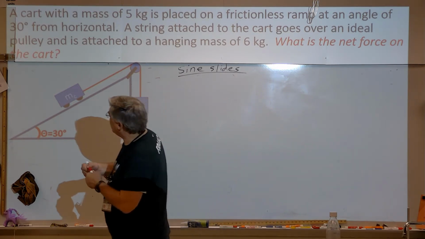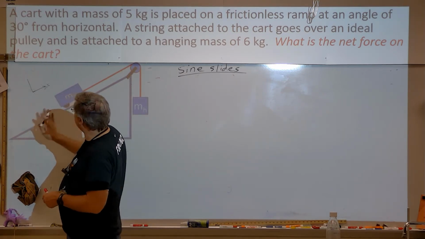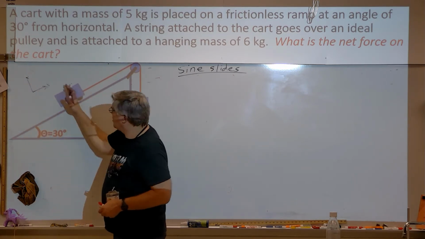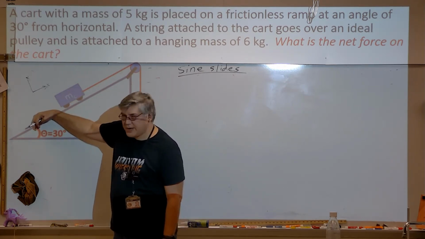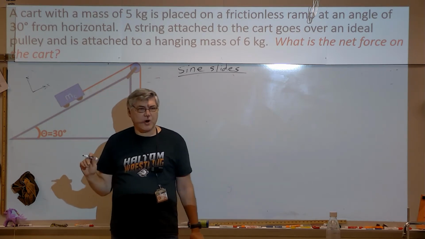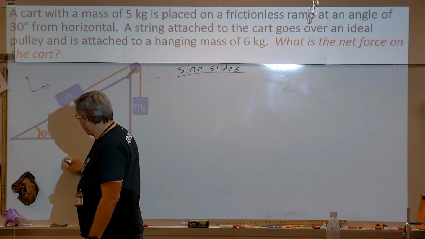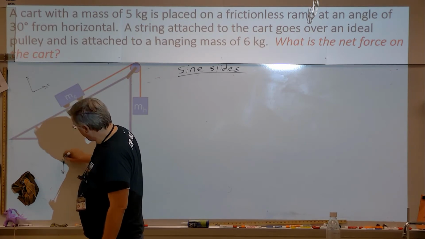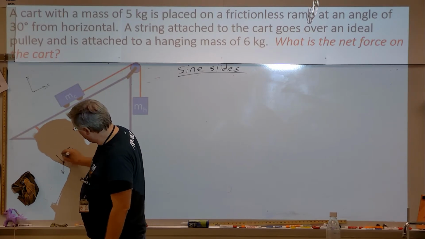So I'm going to define again my xy coordinate system over here so that x is in the uphill direction and y is perpendicular to the plane. So this is my normal force here. And then I'll have gravity pulling down and tension pulling up in the x direction. So my free body diagram is going to look identical to the previous free body diagram. We're going to have gravity going this way. We're going to have the tension force going this way. And we're going to have our normal force going this way.